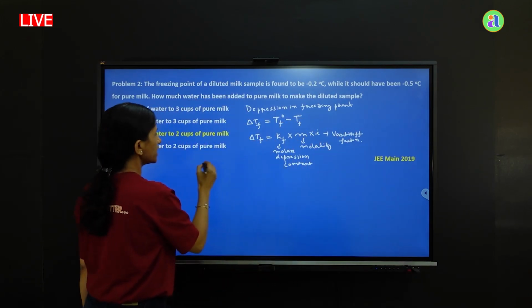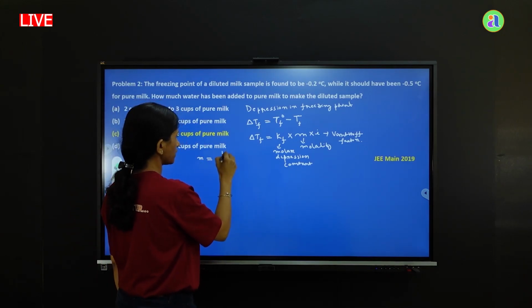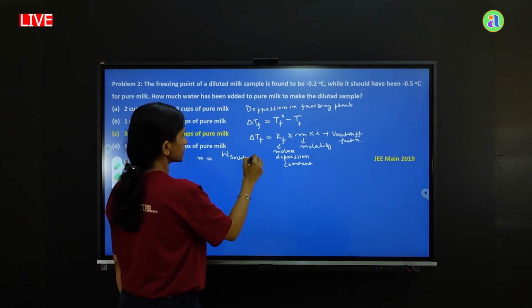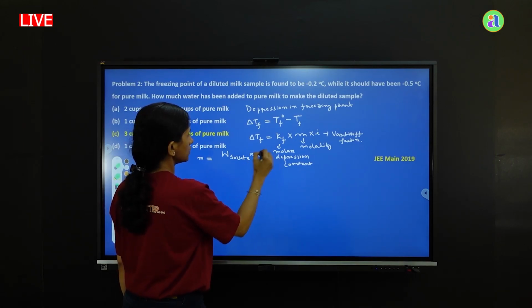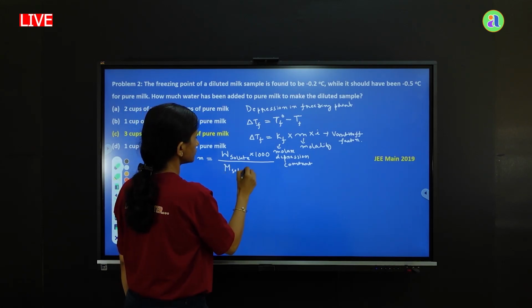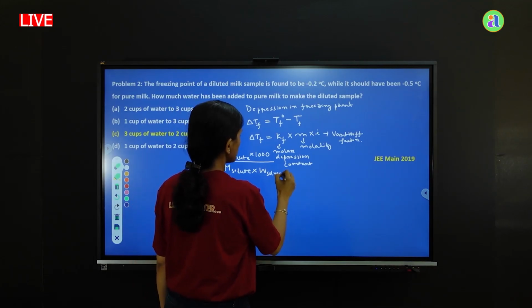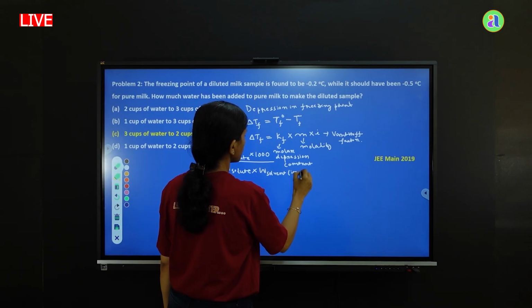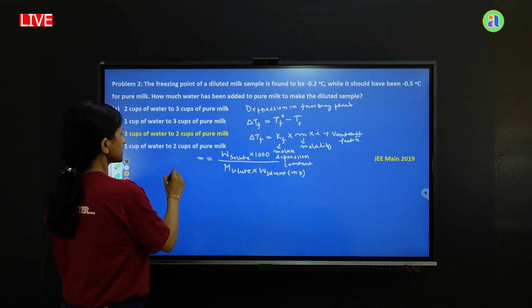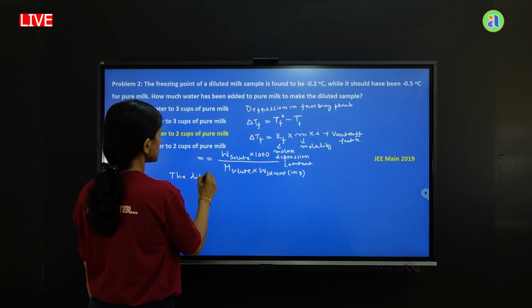Now, this molality can be expressed in the following manner: weight of solute times 1000 divided by mass of solute times weight of solvent in gram. Right? This is the expression of molality. Now, let's consider the diluted solution, the diluted milk sample.